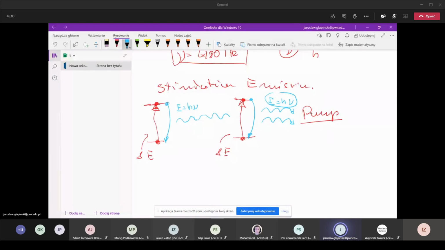So you can see, if you keep pumping more and more atoms, we can have more and more light, in our case more quanta of energy. If we have more atoms, more light. So this is the stimulated emission.